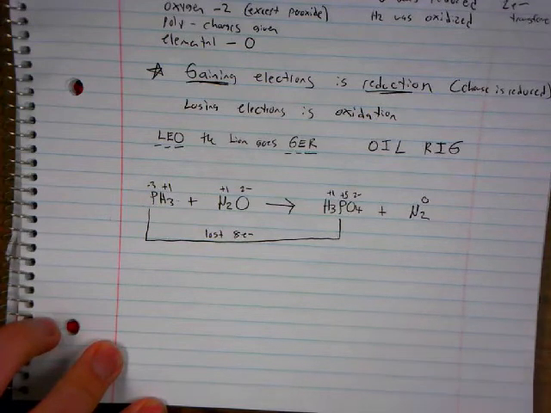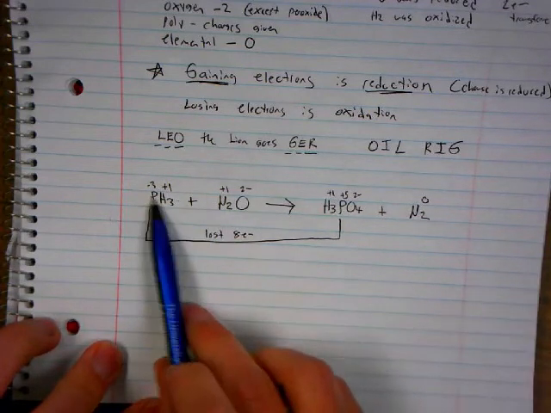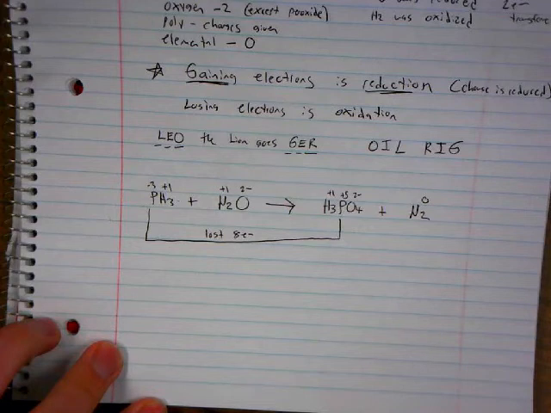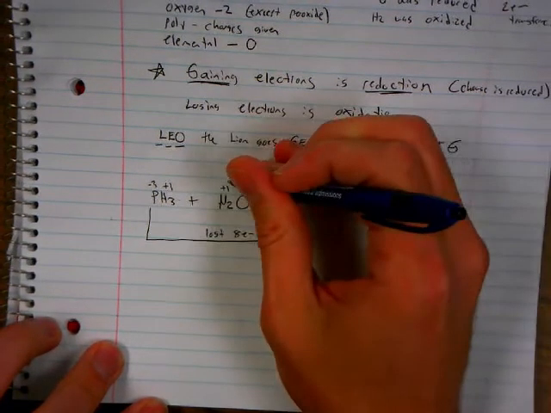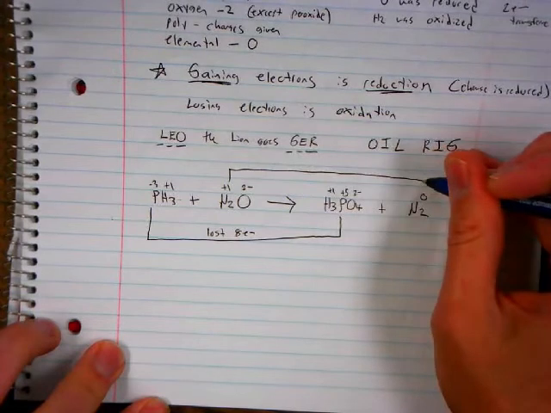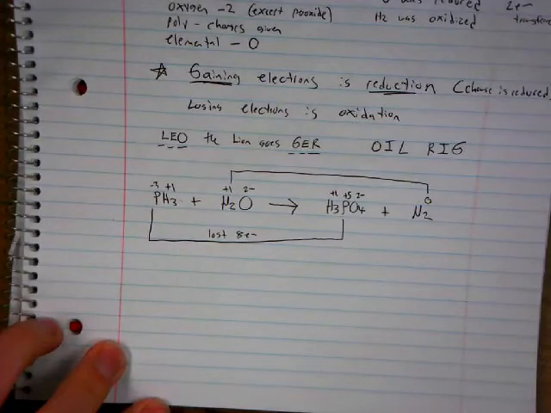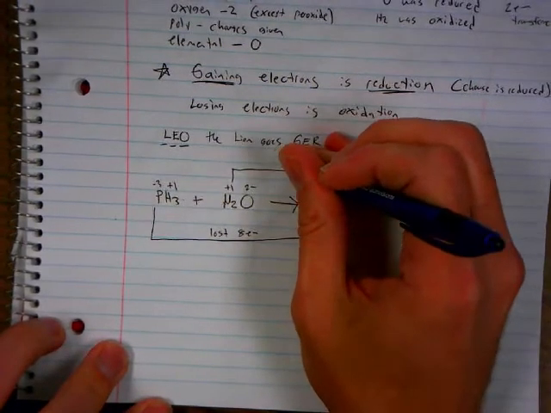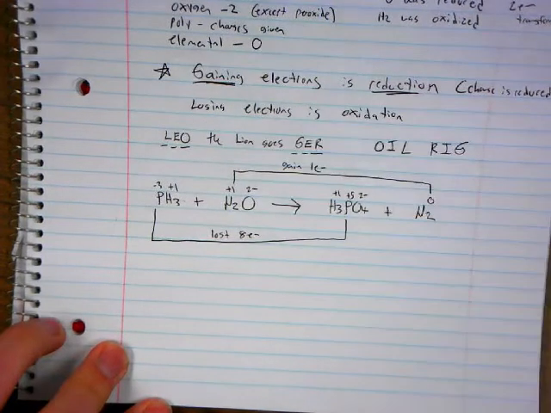Phosphorus lost 8 electrons. This is the hardest part, because it went from a negative 3 to a positive 5, so it lost 8 electrons. Fair? There's only one phosphorus. Lost 8 electrons. What else changed? Nitrogen also changed.